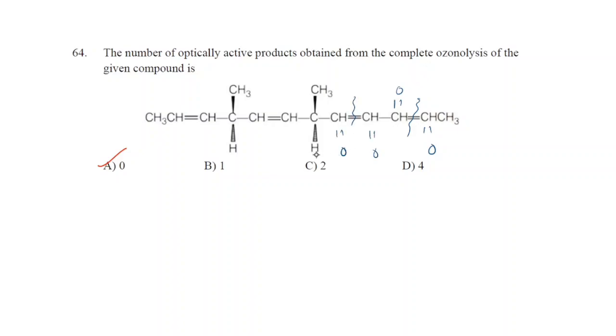If we consider this carbon, it is having a CH3, but this side also CH2 and this side also CHO. So same groups, so no, it's not a chiral center. Similarly, this is double bond O, this is double bond O. This is not the chiral center, as two CHO groups are there. So there are 0 optically active products on complete ozonolysis of this particular compound, right? Let's move to the next one.